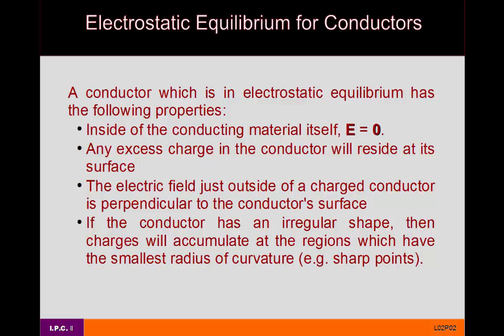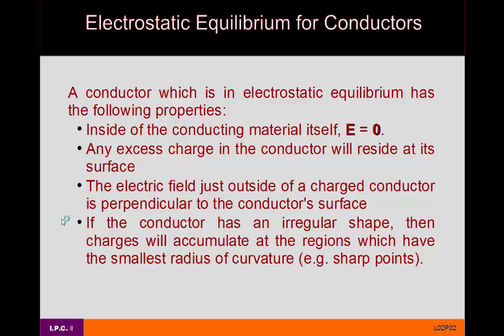So the implication of this is that any excess charges are going to reside at the surface or surfaces of the conductor. I say surfaces because, for example, you can have a conductor that's a solid metal ball that you've hollowed out a portion of the middle, and you might have charges residing on the outside surface, and you might have charges residing on the inside surface of this metal conductor. Finally, if there is an irregular shape to the conductor, then the charges are going to tend to accumulate in regions which have the smallest radius of curvature. That would be sharp points.